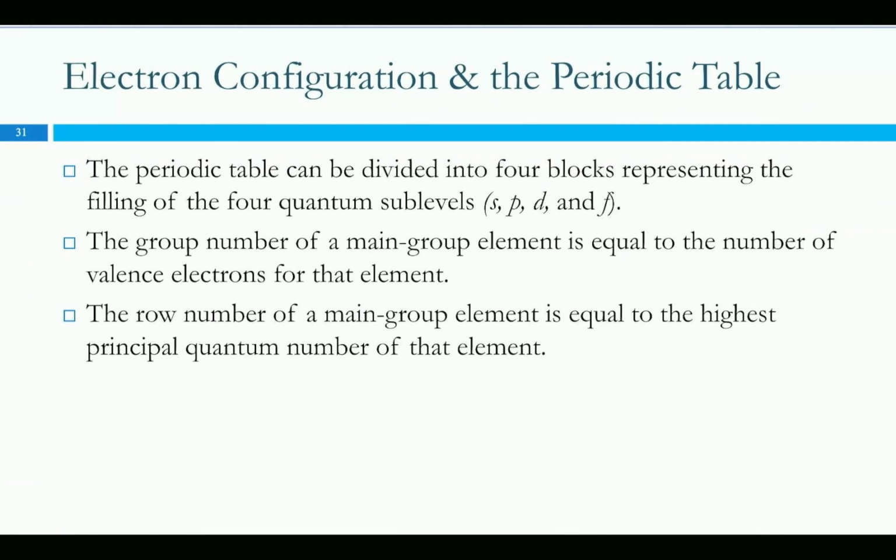Oh, I guess I already explained this, but we can go over it again. So the periodic table can be divided into blocks based on the valence electrons and really the last electron and its quantum numbers, or the 4 quantum sublevels, S, P, D, and F. So the group number of a main group element is equal to the number of valence electrons. The row number of a main group element is equal to the highest principal quantum number of that element. And notice how it says here, main group elements. Again, things are weird for the transition elements, which is the D block.